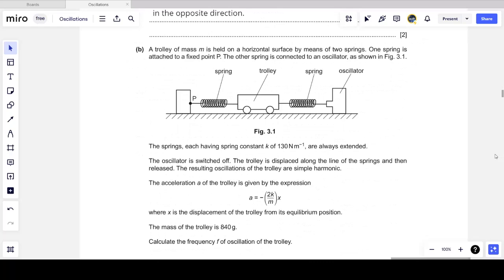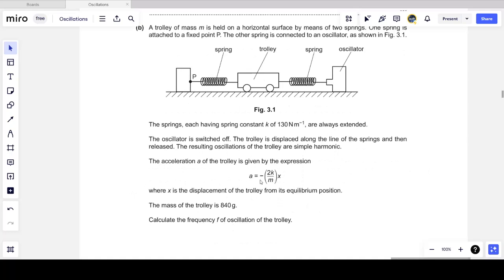We're then told that a trolley of mass m is held on a horizontal surface by means of two springs. One spring is attached to a fixed point P. The other spring is connected to an oscillator. The springs each have a spring constant of 130 Newton per meter, and they're always extended. The oscillator is switched off, and the trolley is displaced along the line of the springs and then released. The resulting oscillations of the trolley are simple harmonic, and the acceleration is minus 2k over m times x, where x is the displacement of the trolley from its equilibrium position.